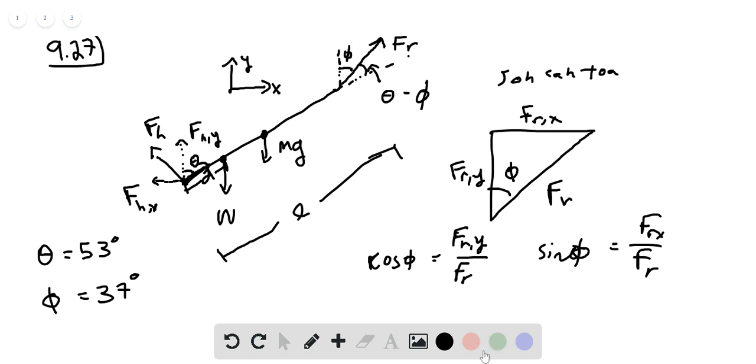Let's talk about this angle real quick. This total angle is theta as well. This is why we're allowed to say theta minus phi for this smaller section at the bottom here.